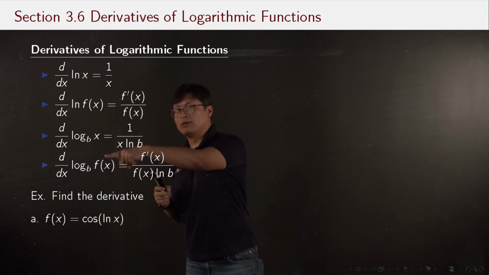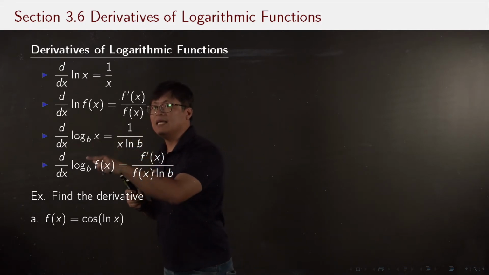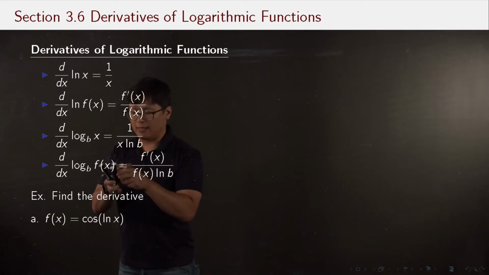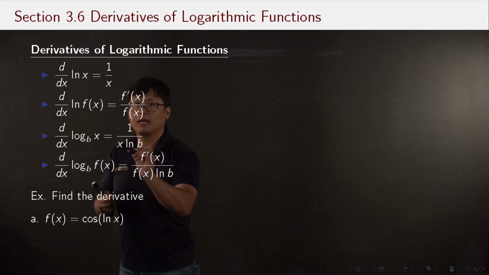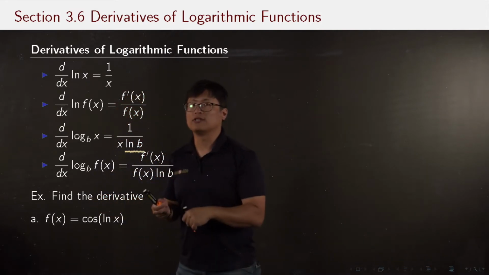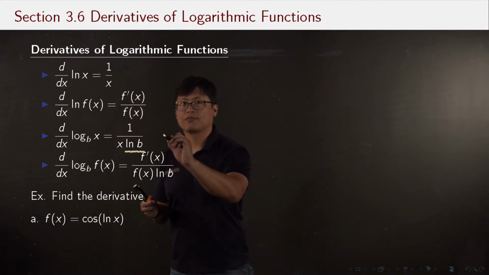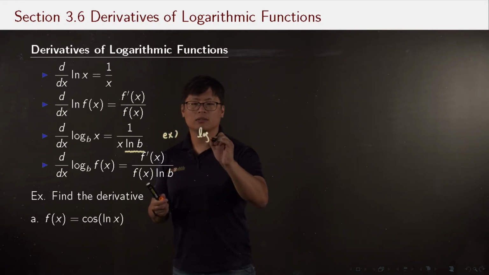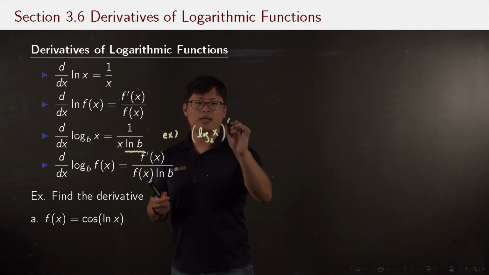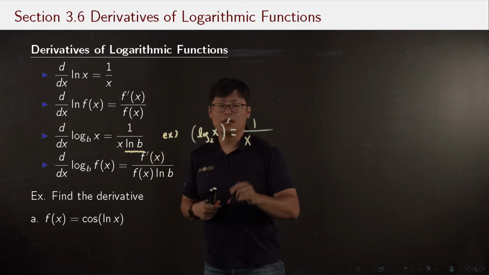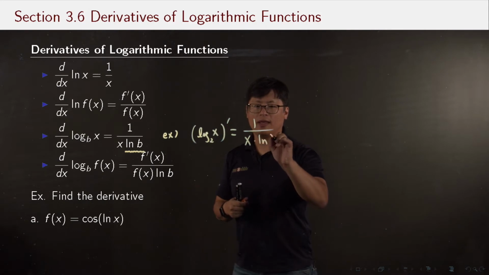And what about the third one? If your base is not e, but like another number, then you have to multiply by ln b, okay? I'm talking about this part, ln b. Don't forget this, okay? For example, log base 2 of x prime is equal to 1 over x. This is the same thing as the first one, but you have to multiply by ln 2 here, okay?